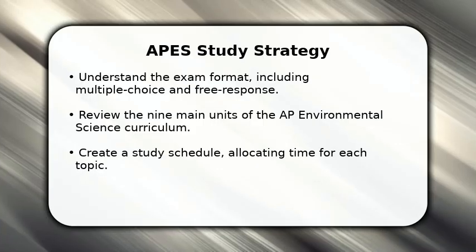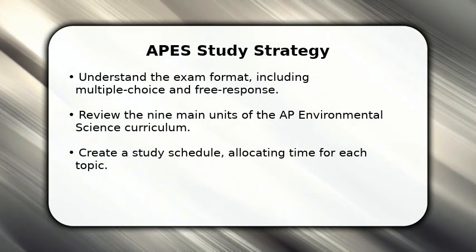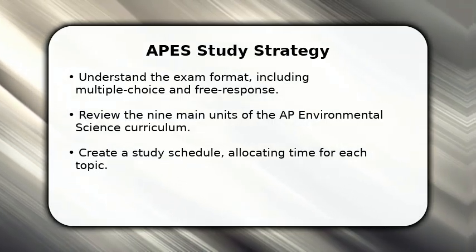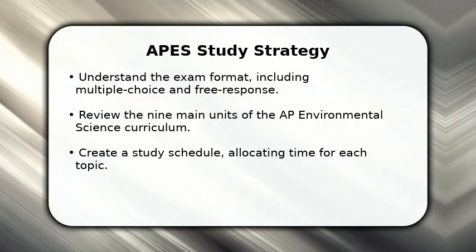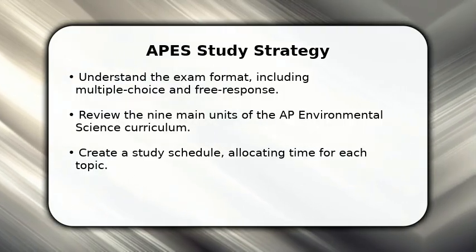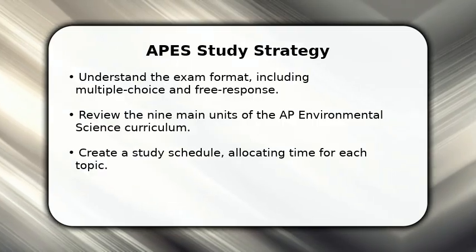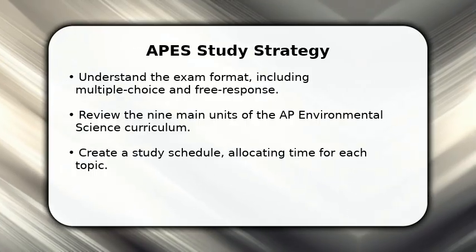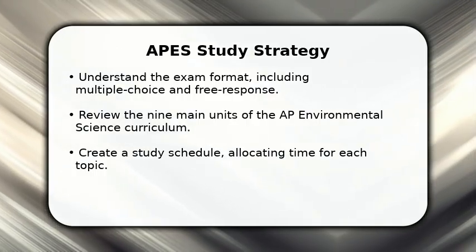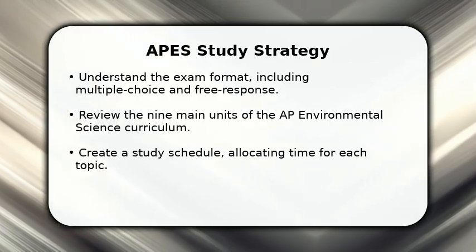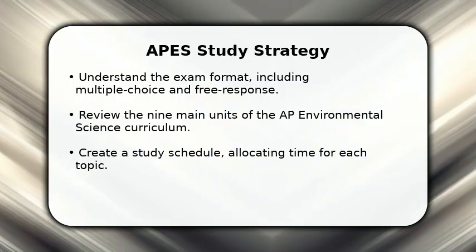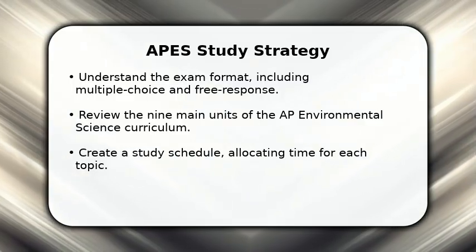Enjoy the video. In this video, I will explain how to study AP Environmental Science. First, familiarize yourself with the exam structure, which includes both multiple choice and free response questions. Next, review the 9 core units of the curriculum to grasp the breadth of topics. Finally, develop a realistic study schedule, dedicating specific time slots to each unit for comprehensive coverage and retention.